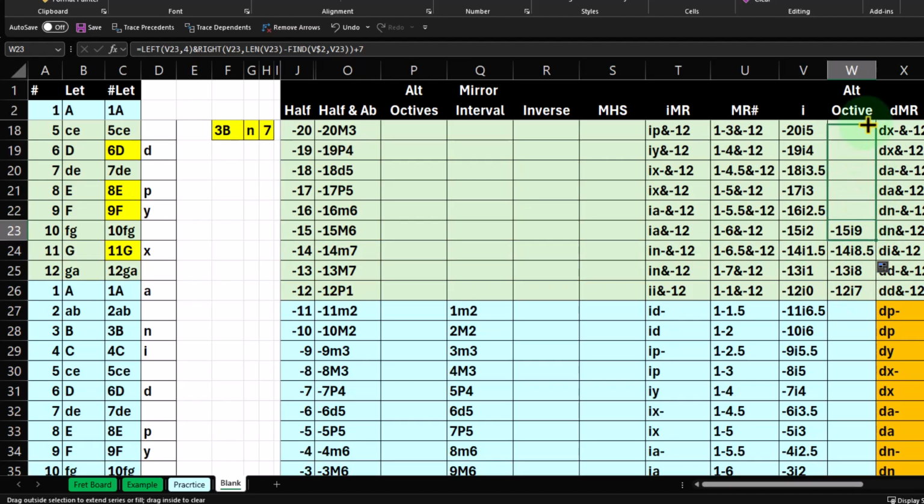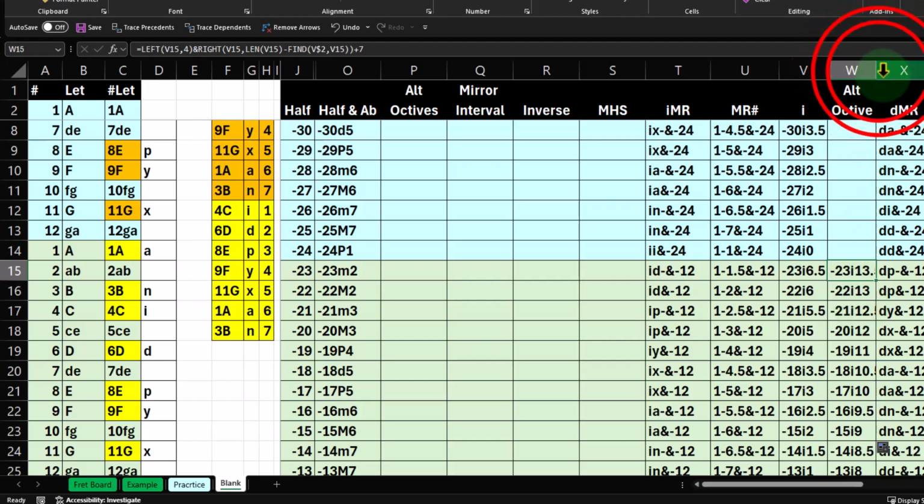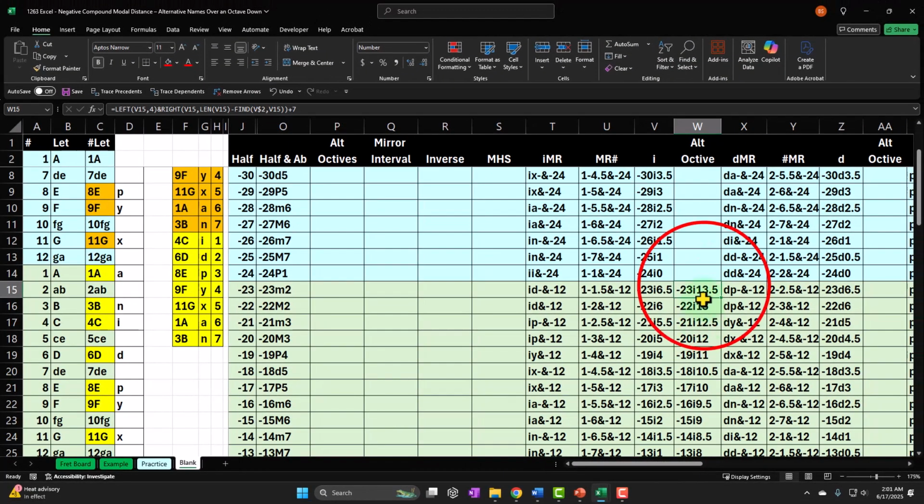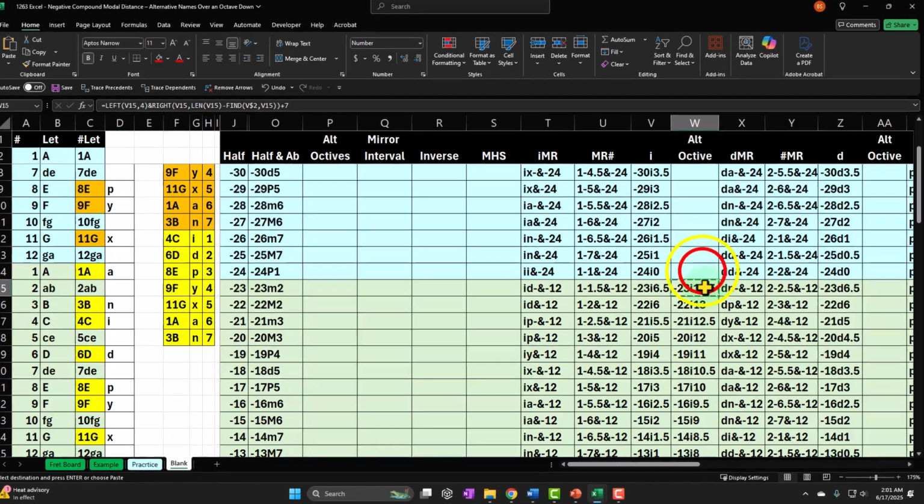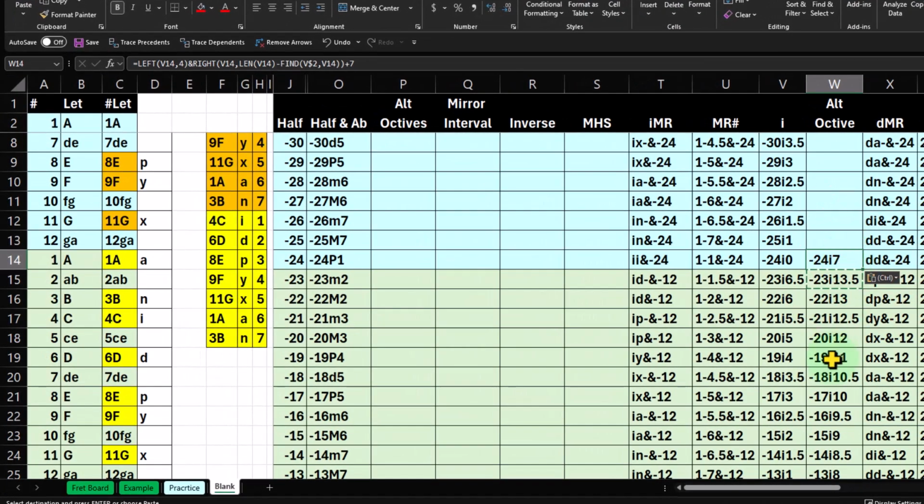So we can then copy this up here. It's going to change once I go. Let's make this a little larger. Something, is that right? I think that's still right. Negative 23 and negative, I think that's right. So let's copy this here and paste the formula. So negative 24 I7.